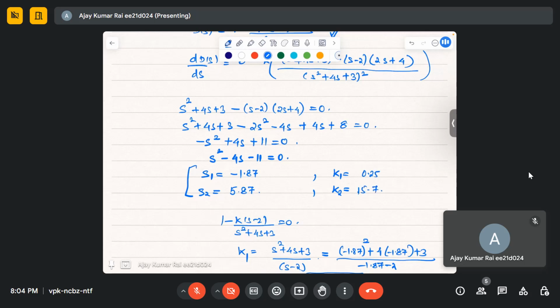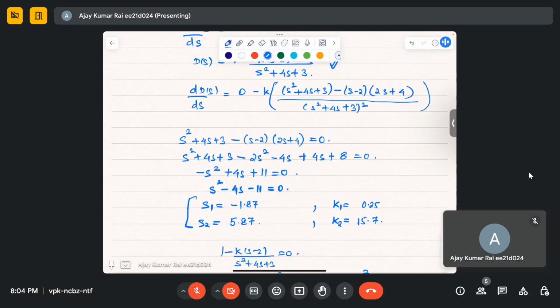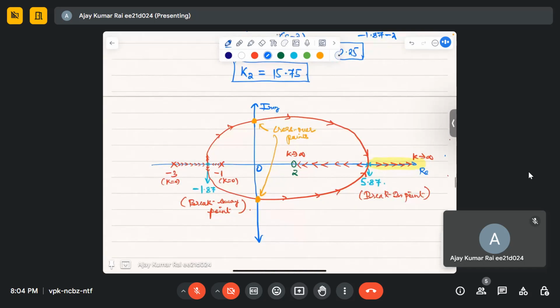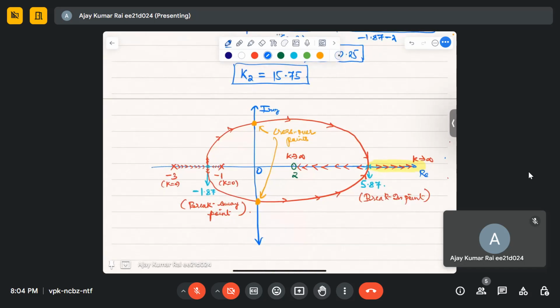That means k is greater than 0, so these are the break-in and breakaway points that we are certain about. But which point is the break-in and which is the breakaway point? We have to see the location of poles and zeros. If you see the first point, this is s1 and this is s2.